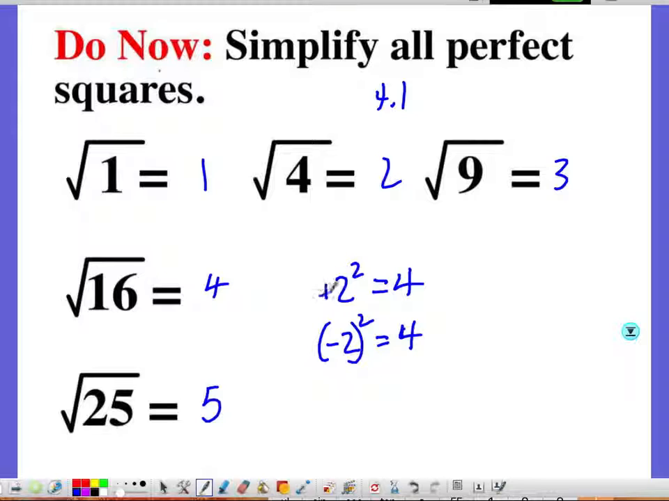And so as you can see, for each of these square roots, if we take the positive and the negative number, we're going to have 2 answers for each of these. So in order to represent this, you put plus or minus for each of these, because the positive answer and the negative answer are going to be both of your answers.